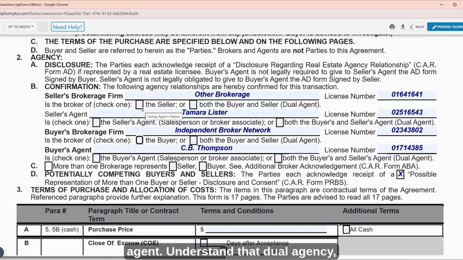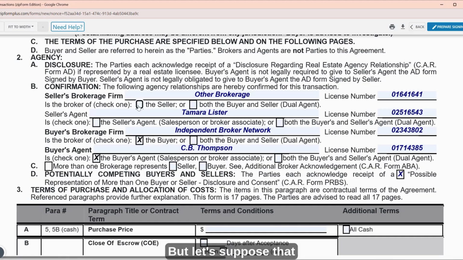Understand that dual agency, meaning that the brokerage represents both sides of the transaction. If you check both buyer and seller, it'll check all 4 of these right-hand boxes because technically the listing agent and the buyer's agent represent both principals in that transaction. So I had this set to where it was other brokerage with Tamara Lister representing the sellers and myself with Independent Broker Network representing the buyer.